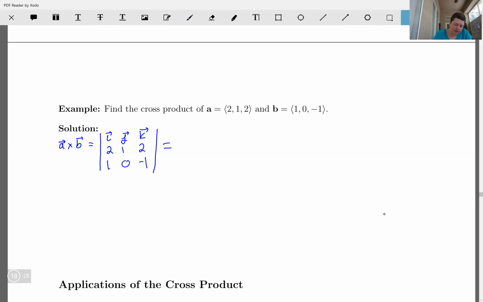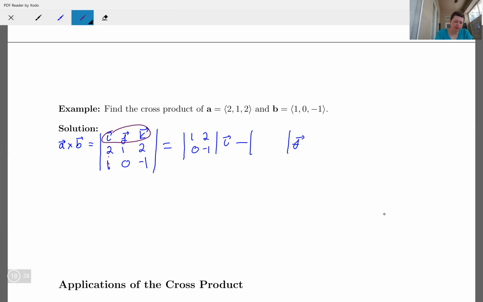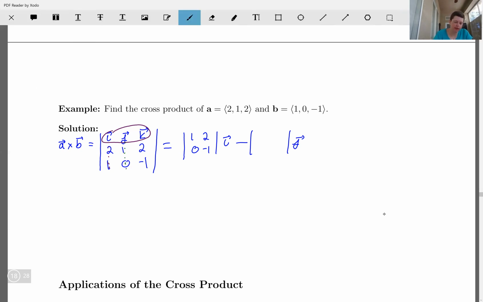Okay, so again, we're going to do an expansion on the first row. So our first thing we're going to knock out is that first column. And so we're going to get the determinant of the matrix whose rows are 1, 2, 0, negative 1. And that's times I. And then minus, let's see, what is our matrix for J? I recommend actually doing this to remind yourself which columns are not being considered, it just makes it easier. So that gives me first row of 2, 2, second row of 1, negative 1.